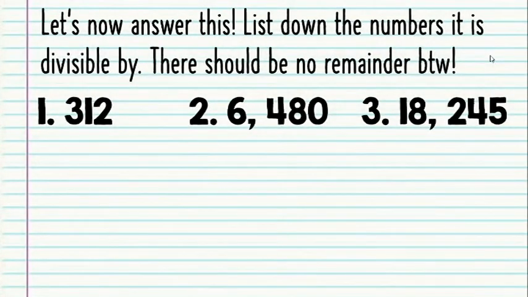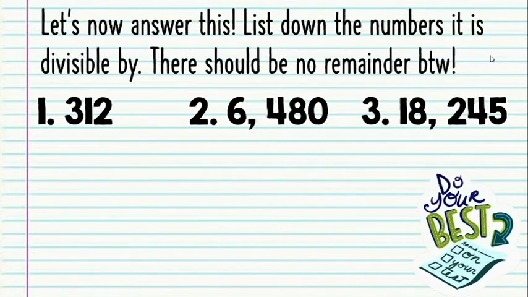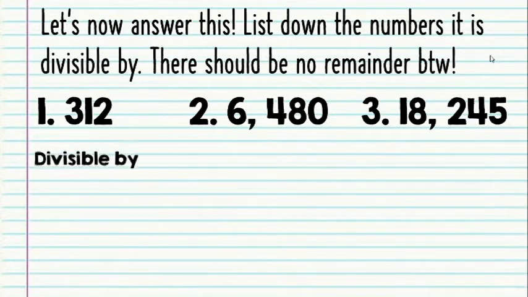Were you able to understand all of it clearly? Let's answer the following to find out. All we have to do is to list down the numbers it is divisible by. And don't forget to apply the divisibility rules. First we have 312, second is 6,480, and third is 18,245.